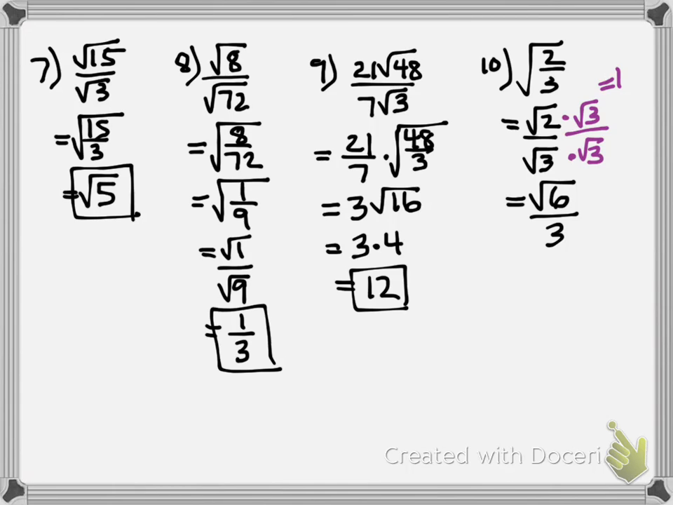Now, can I simplify this fraction? No. Why not? Because it's a radical of 6. We've got a radicand, which is underneath the radical. We've got a 3, which is outside a radical. They don't communicate with each other because they're in two different positions. All right, down to the last two.